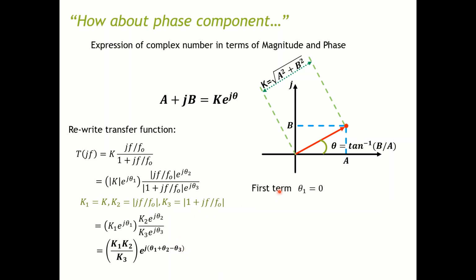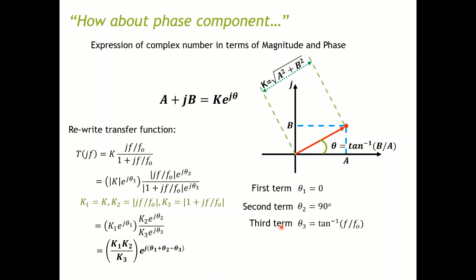So let's examine the first term. Theta 1 equals 0, and the reason is k only has a real component. Therefore, theta 1 equals 0 degrees. In the opposite way, the second term only has an imaginary component. Therefore, it's only on this axis, right? So the angle is of course 90 degrees no matter how big it is. So theta 2 is 90 degrees.